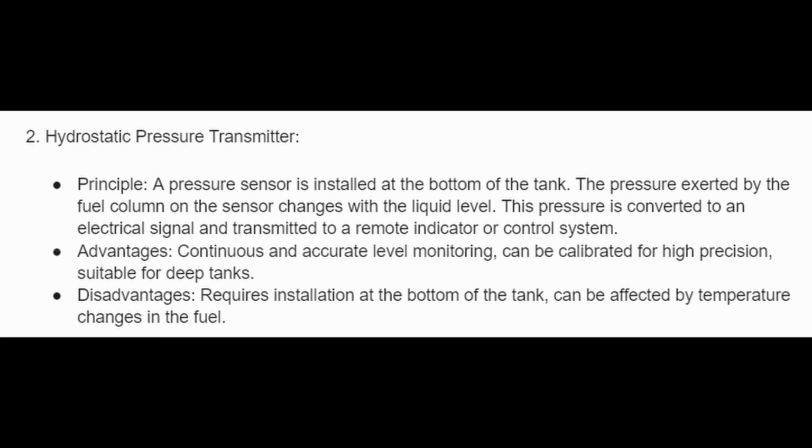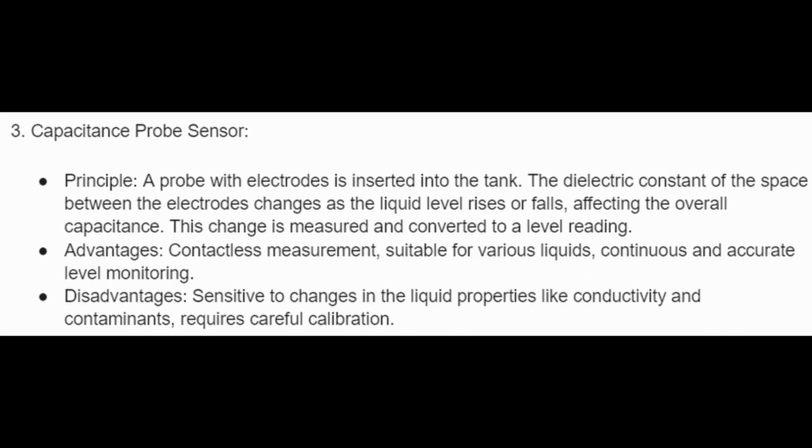2. Hydrostatic pressure transmitter. Principle: a pressure sensor is installed at the bottom of the tank. The pressure exerted by the fuel column on the sensor changes with the liquid level. This pressure is converted to an electrical signal and transmitted to a remote indicator or control system. Advantages: continuous and accurate level monitoring, can be calibrated for high precision, suitable for deep tanks. Disadvantages: requires installation at the bottom of the tank, can be affected by temperature changes in the fuel.